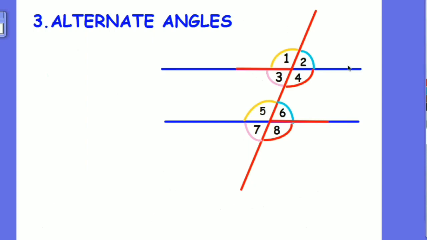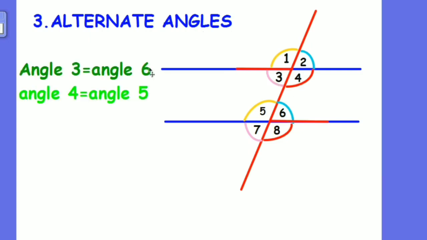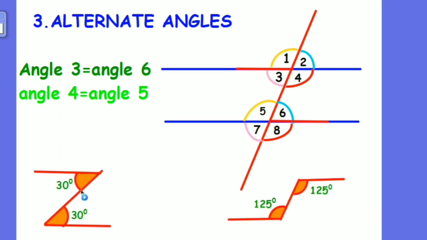Now, what is the third property? The third property is alternate angles. What are alternate angles? Look here, there are two parallel lines and a transversal line. It's making 8 angles. Of these 8 angles, angle 3 and angle 6 are alternate angles. Angle 4 and angle 5 are also alternate angles. We can say this forms the letter Z. So we can just call it the Z angle. That is, angle 3 and angle 6, or angle 4 and angle 5, are alternate angles. So check this example.